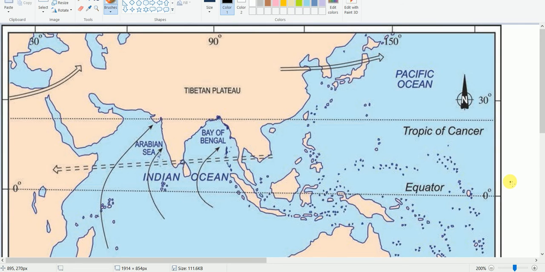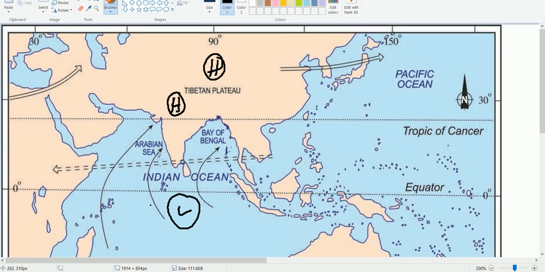Just see here, as mentioned in the book. Here in northwestern India, a high pressure area is developed over the Punjab, Haryana area. Another high pressure is developed over the Tibetan Plateau. And because of these high pressure systems, wind is blowing from these high pressure areas towards the low pressure areas over the oceans.